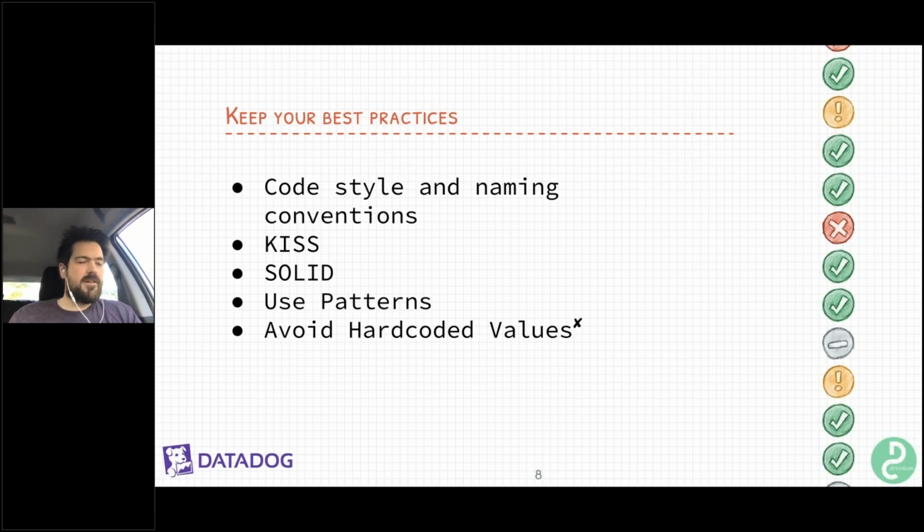Also, one of the best practices that we do have when writing production code is to not have hard-coded values, to avoid those magic strings and magic ints that can creep in. This is especially true in testing, but we'll come back to that a bit later.